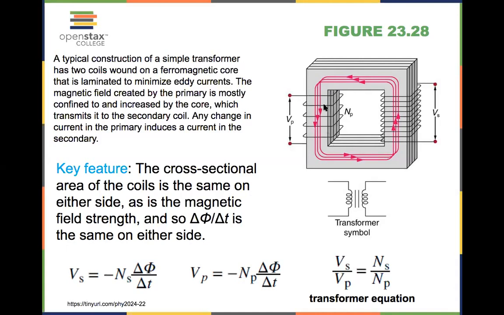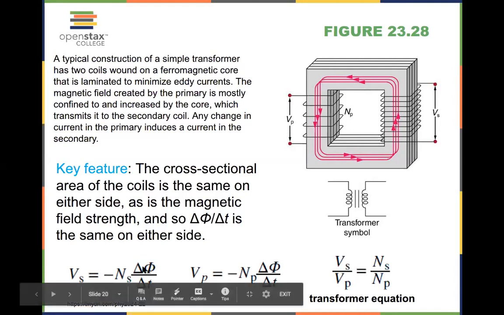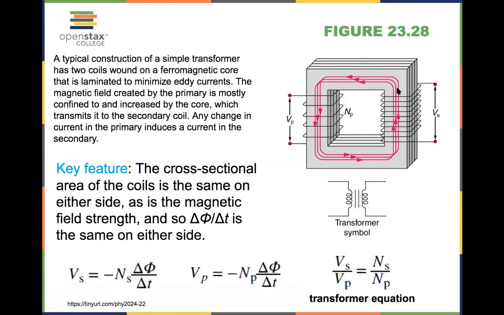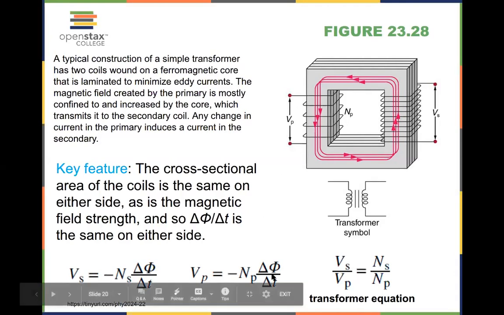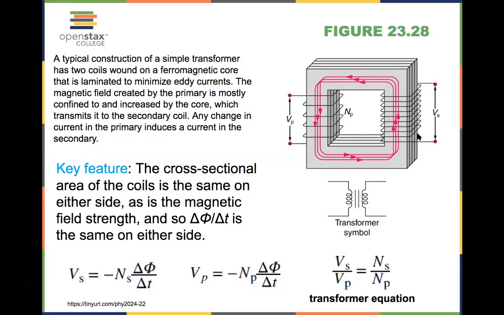If we look at the flux over here, this should be N times the B field times A, which is phi, the flux. We can just say phi, because B is the same here and here, and the area is the same here and here, so phi will be the same. Any change in phi should also be the same, so delta phi over delta t should be the same. The only difference is the turns of coils in the primary and the secondary, which are different, depending on whether you have a step-up transformer or a step-down transformer.